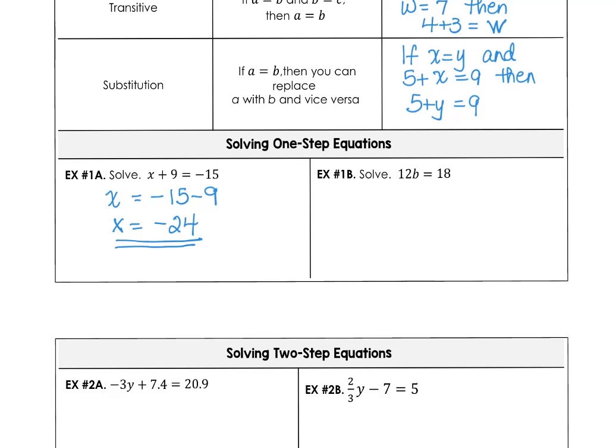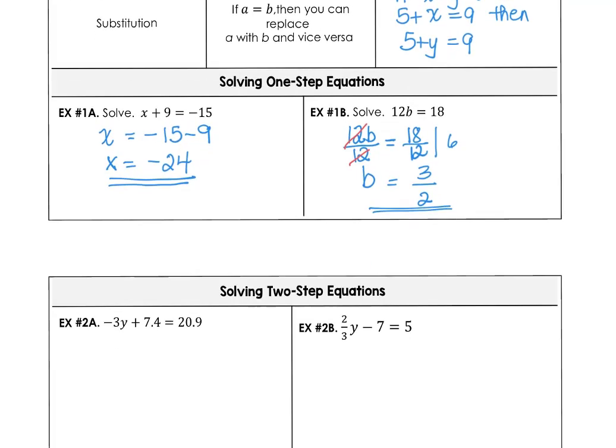In 1b, 12 is multiplying on our variable b. So to undo multiplication, we want to divide by 12. And 12 doesn't go into 18 evenly, but we know we can simplify that. Since 6 goes into both 12 and 18, then our variable b, 6 divides 12 2 times, and 6 divides 18 3 times. So our variable b is 3 over 2, or 1.5.